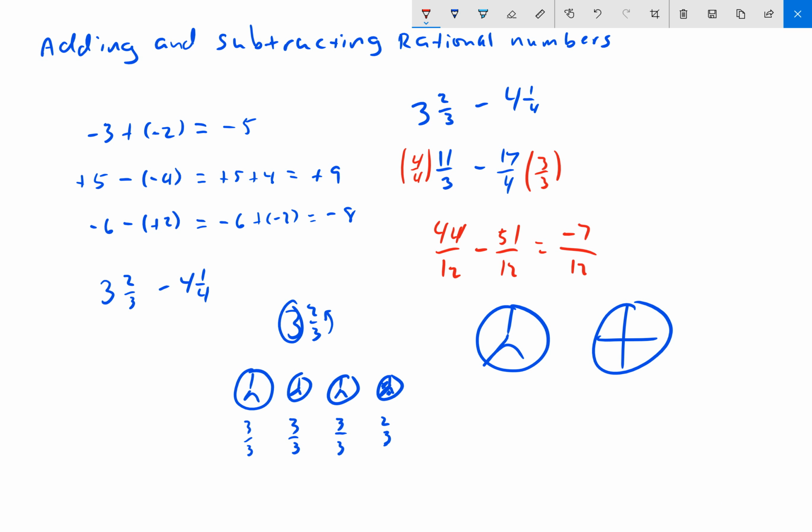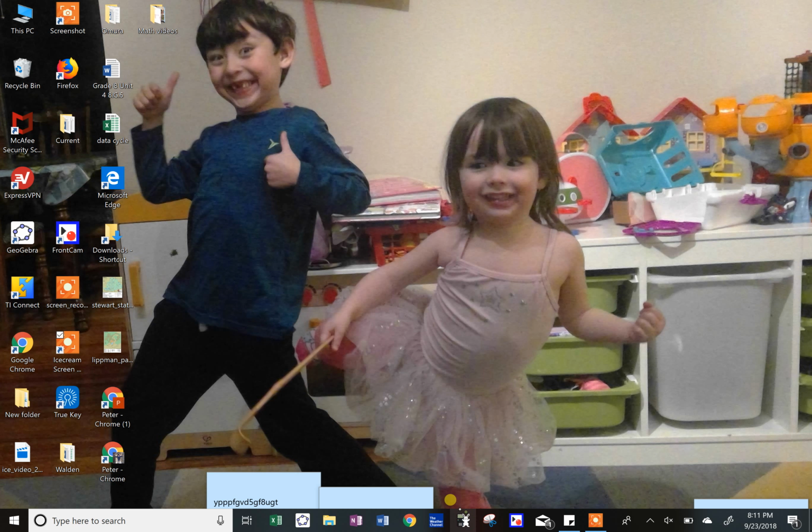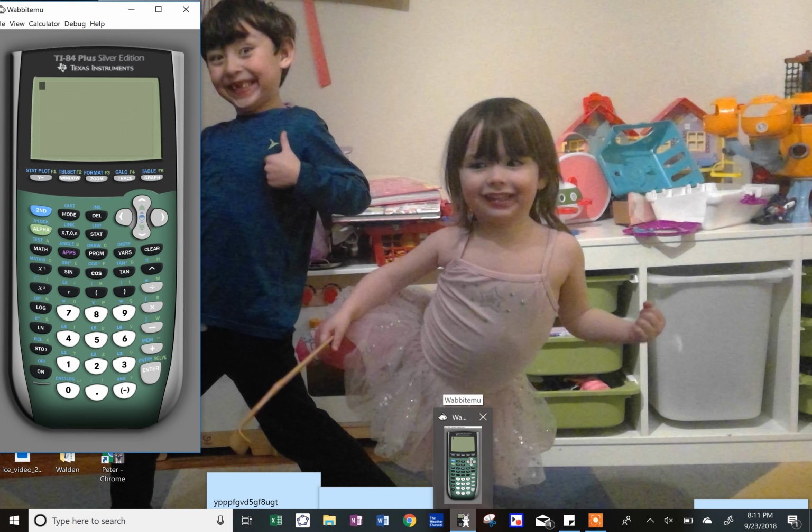Now, 3 2/3 minus 4 1/4. I have to remember that. So if you have a calculator, what you can do is this. I have 3 2/3, so I'm going to say 3 plus 2/3, minus 4. You know what I'm going to do? I'm going to have to put this in parentheses. 4 plus 1/4. What I'm doing is using the 4 plus 1/4 in parentheses, and I get -5.833.